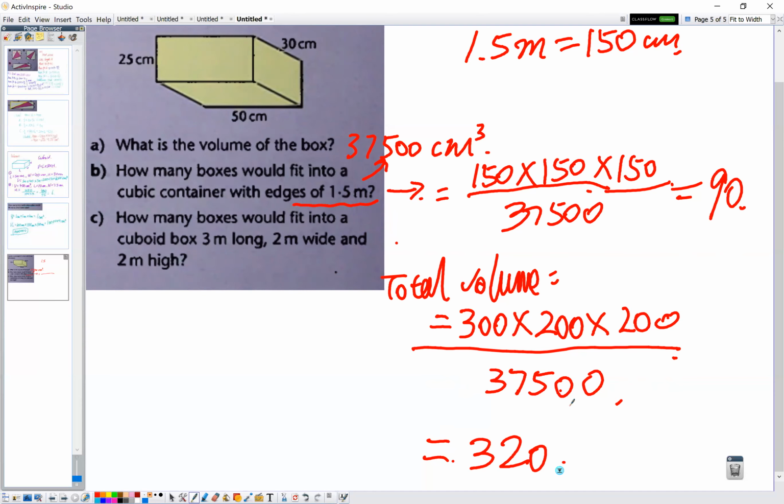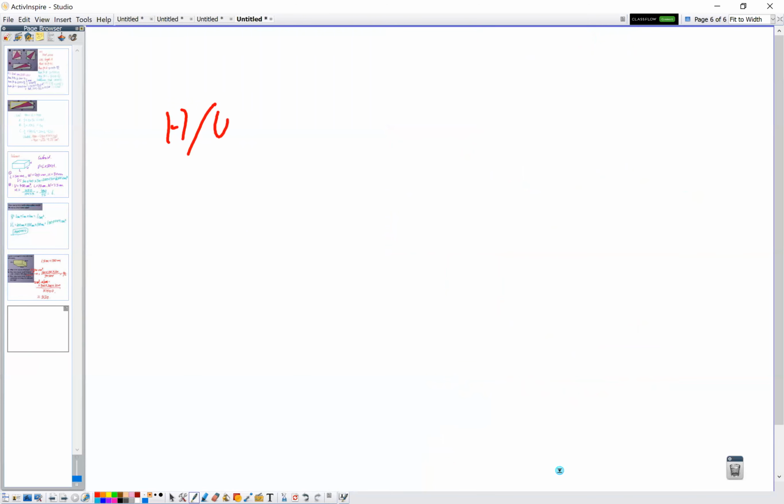Okay, so today we have finished the volume part. Your homework today: first, can you please do the question book? Can you please do the volume? Let me find out. It's page 38, the second part.